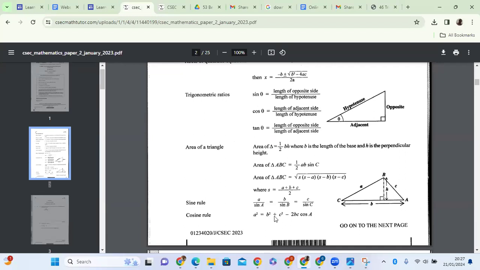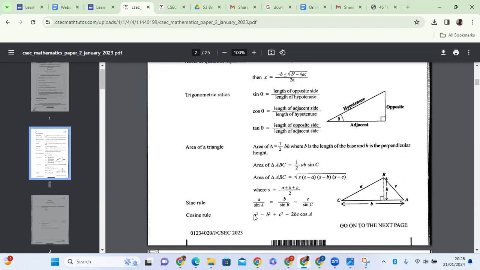Now, if you look at the cosine rule, it starts with little a. That's a side. So to find a squared, you've got to have b squared plus c squared, that's the two other sides, minus 2bc cosine of the angle A. That angle A is opposite to the side a. So you start with a side and you end up with an angle that is opposite to that side.